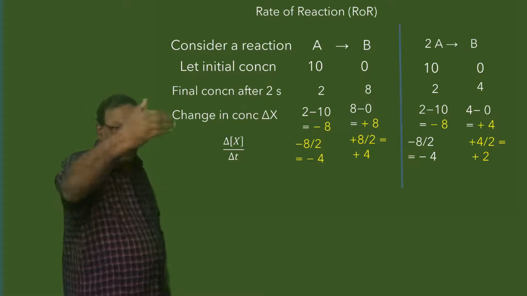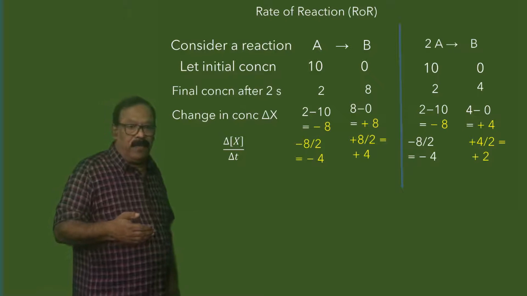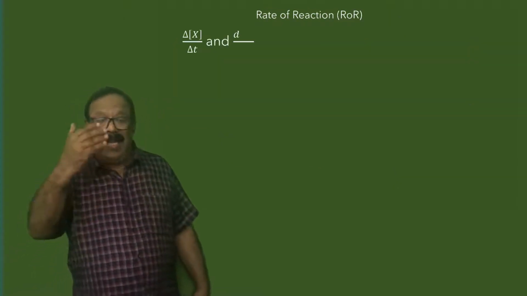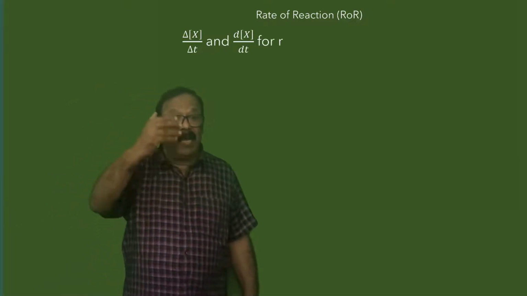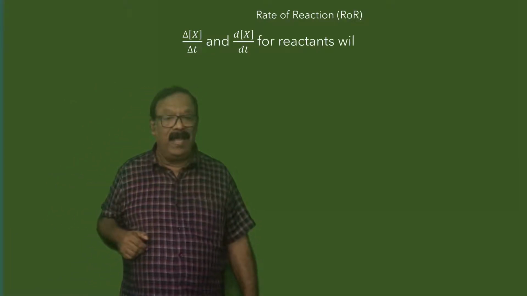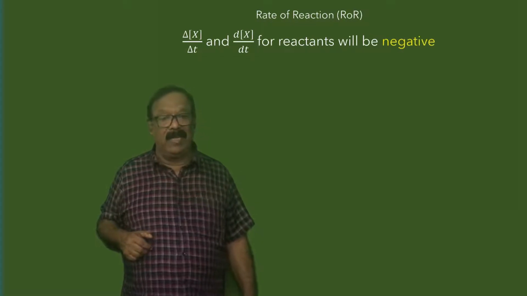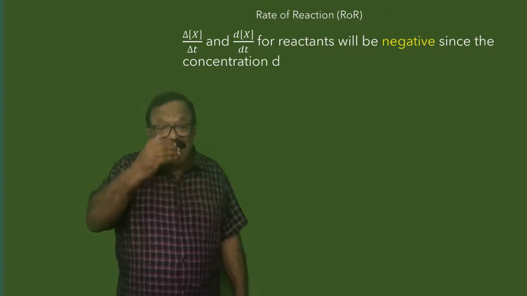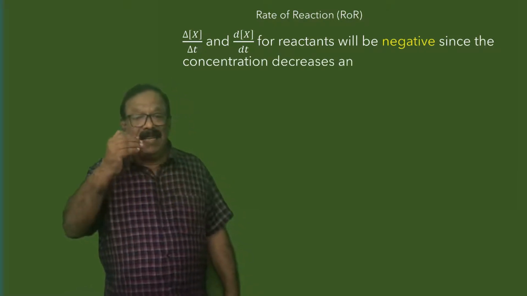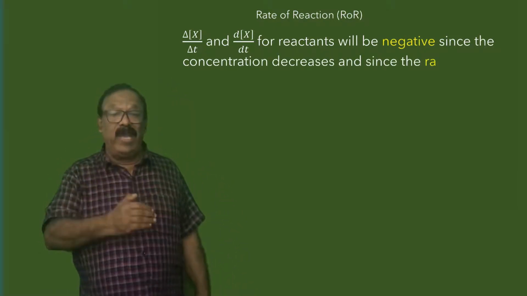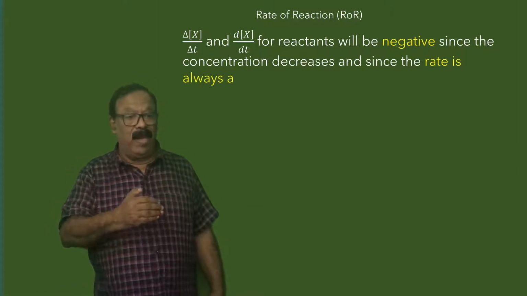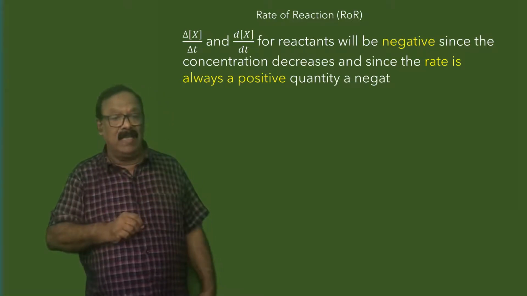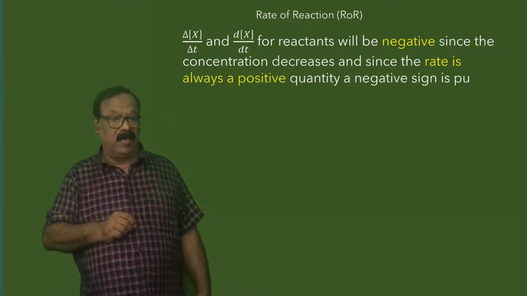Okay, so let us sum up what you have studied now. Delta X by delta T, or dx by dt, for reactants will be a negative quantity since the concentration of the reactants decreases, and since rate is always positive, we put a negative sign before this differential expression.